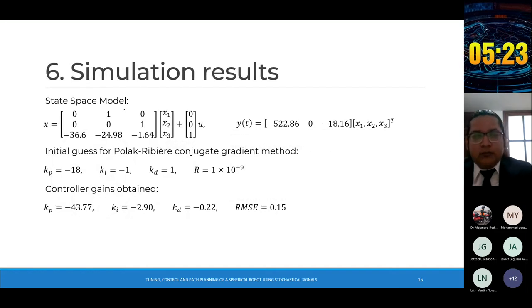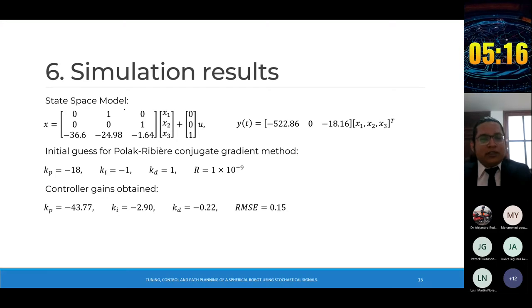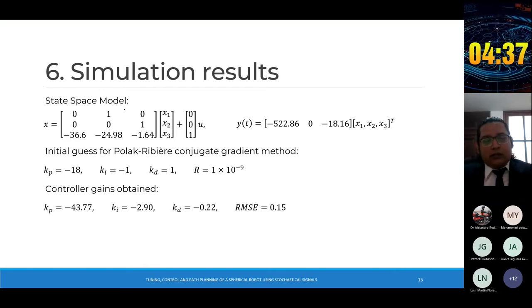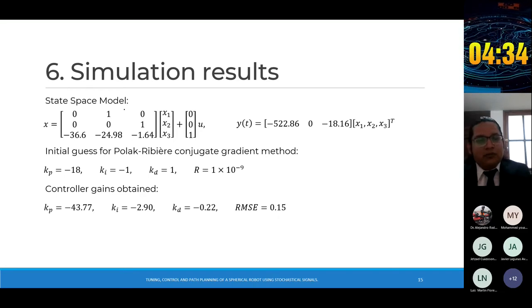So we have here the simulation results, where we have the representation of the state space model, where we substitute all the values that we presented before. And we are introducing some gains to the method of conjugate gradient for Polak-Ribière. After we run this algorithm, we obtain the gains shown below. And these gains are the gains that we are introducing to the system or to the PID control.